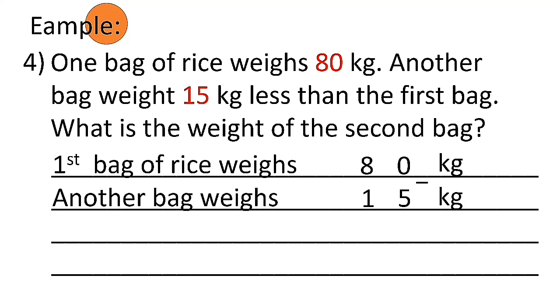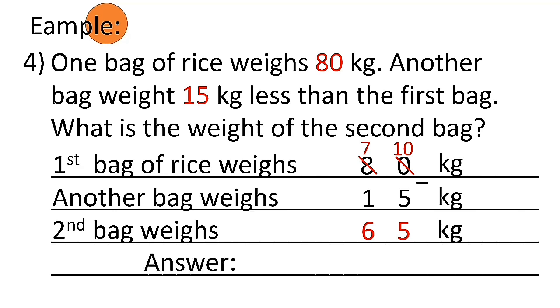0 minus 5 cannot be, so we need to borrow in the tens place, cancel 8 becomes 7, and 0 in the ones place becomes 10. And 10 minus 5, it is 5. And 7 minus 1 is equal to 6. Okay, so the second bag weighs 65 kilograms. And our answer here is 65 kilograms.